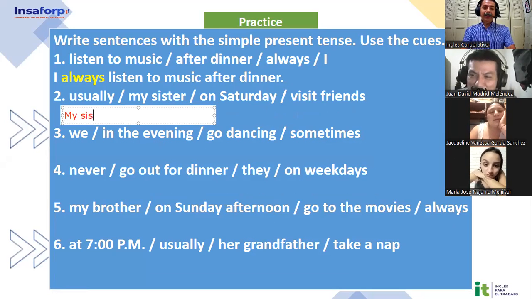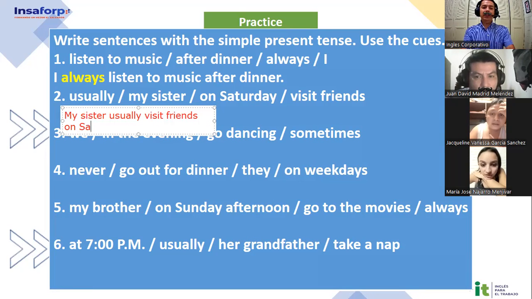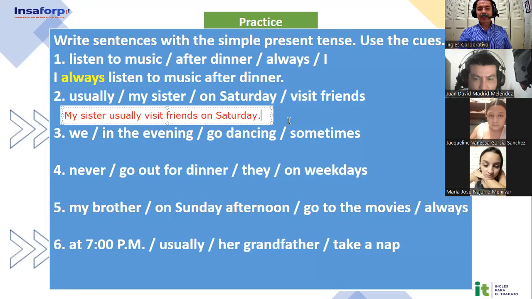My sister usually visit friends on Saturday. Okay, Majo. There is one letter that is missing, right? Hay una letrita que falta en algún lugar. You just tell me, Majo. It's just one letter, right?